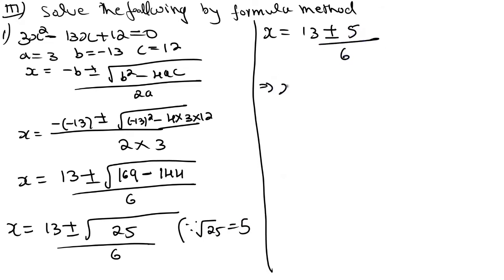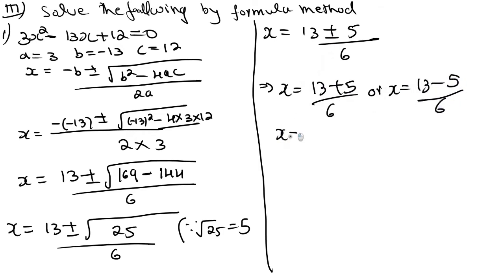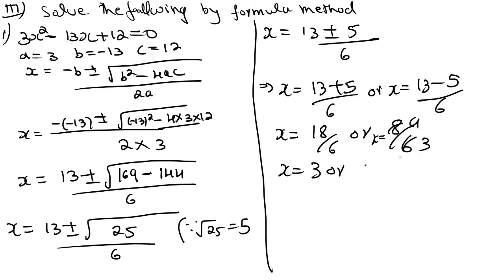This implies x is equal to, take two cases separately. One is 13 plus 5 divided by 6, or x equal to 13 minus 5 divided by 6. X equal to 13 plus 5, it's equal to 18 divided by 6, or the second case is 13 minus 5, okay, it's equal to 8 divided by 6. This implies x value is equal to 6 1s are 6, 3s are, or x value is equal to 2 4s are 8, 2 3s are 6, x value equal to 4 by 3.